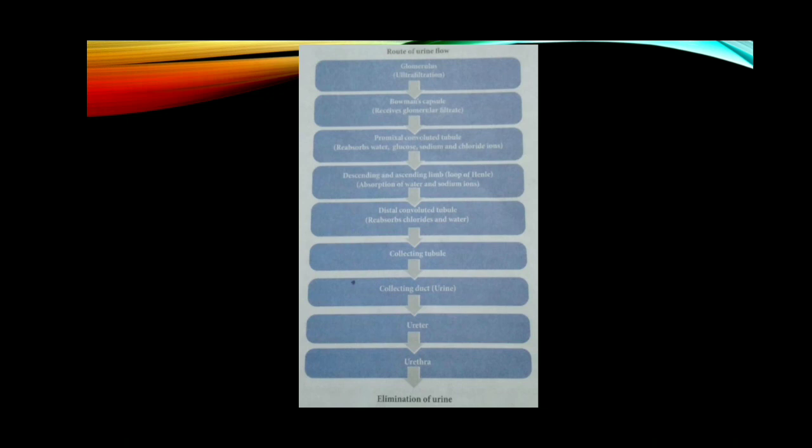This concentrated urine enters the collecting tubule, then enters the collecting duct. The collecting duct has many branches. It receives urine from many nephrons through its different branches. From the collecting duct, the urine enters the renal pelvis, from the pelvis to the ureter, and from the ureter to the urinary bladder. When the urinary bladder fills, the urine is sent out through the urethra.